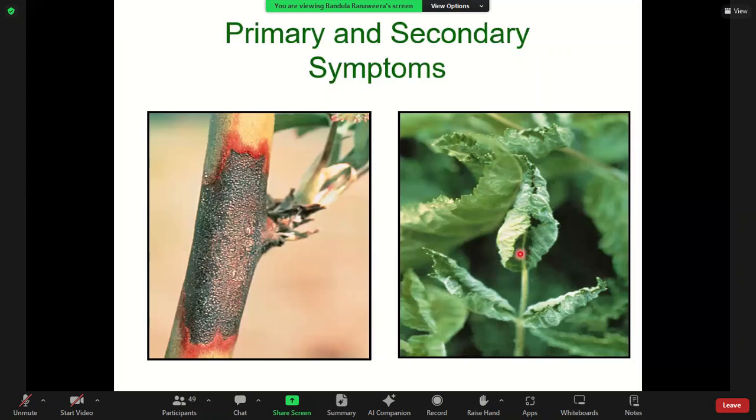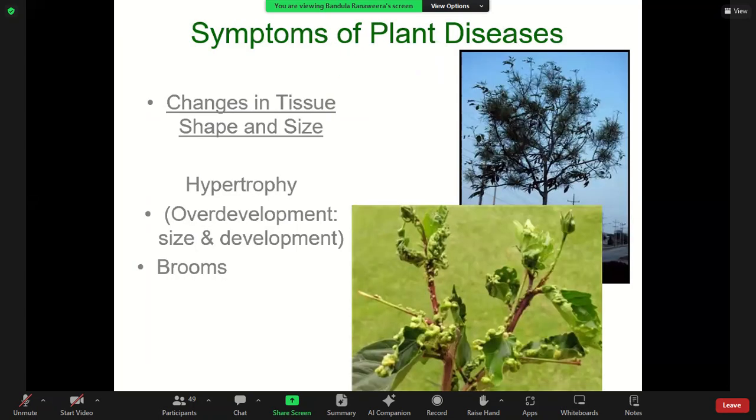Wilting, rolling of the leaves in one place may be the symptom we are observing here, but the damage may be inside the stem, inside the roots, like that. Right. I think in addition to the change of tissue shape and sizes like this, see, all possible changes are there.